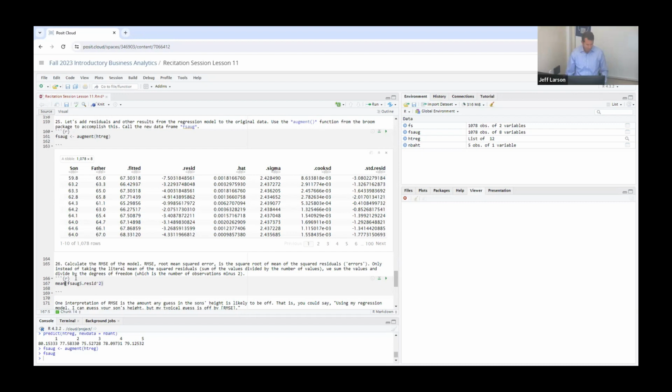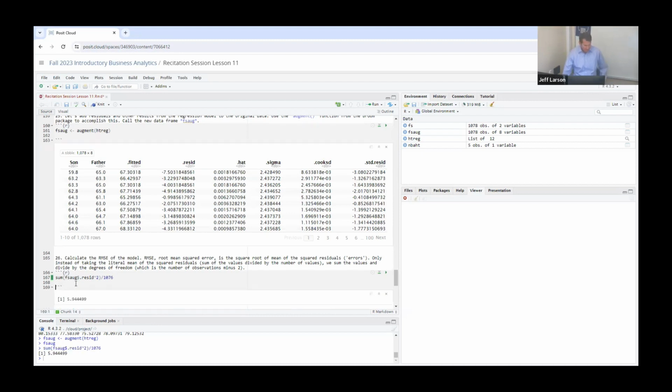Okay, only the problem is a mean would be to add them all up and then divide by the number you have. Because it's regression, we've used 2 degrees of freedom with the intercept and the slope. We actually have to add them all up and then divide by the degrees of freedom, which is the number of observations minus 2. So 1076 instead of 1078. Okay, and so we take that, 5.94, this is the average squared deviation, basically.